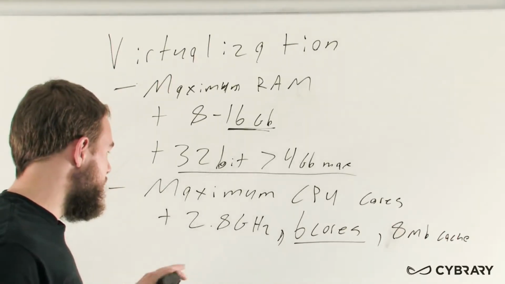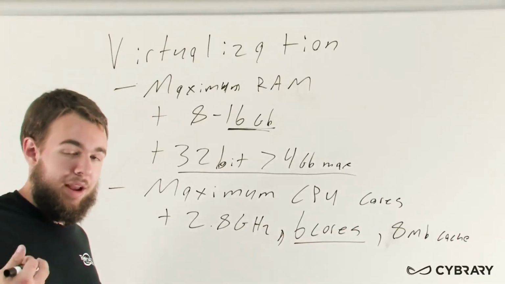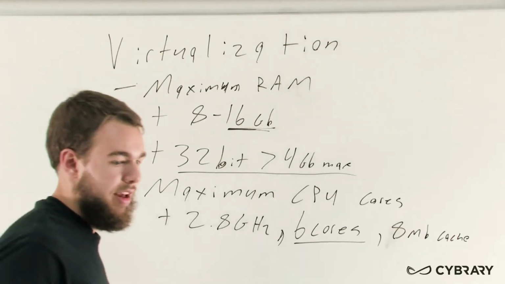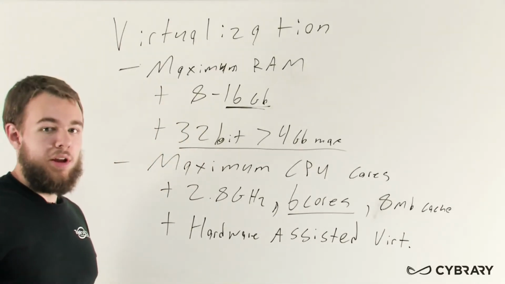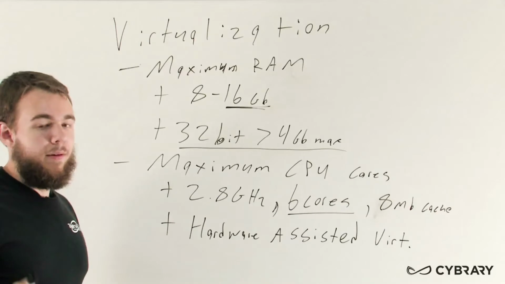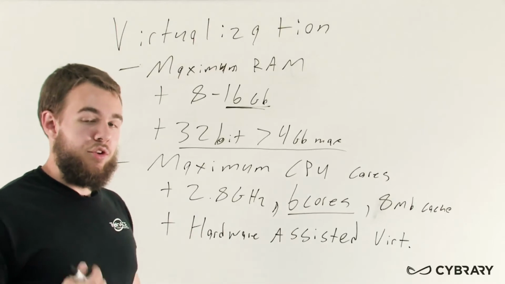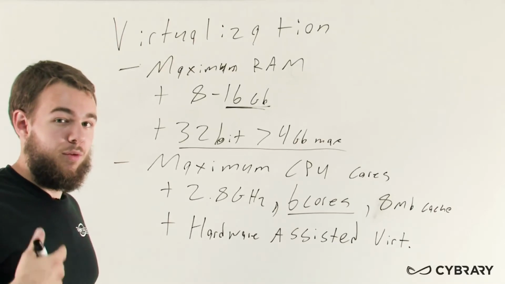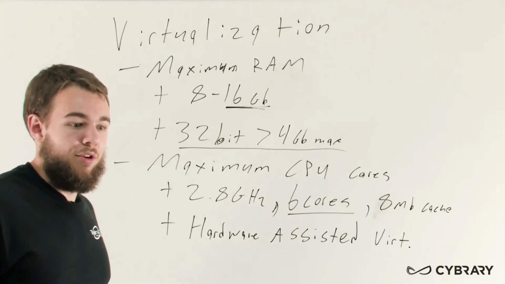Now, in addition to the faster speed, our 6 cores, and our 8 meg cache, we also want to make sure that we're utilizing a processor which has hardware-assisted virtualization. This hardware-assisted virtualization actually allows our CPUs and our computer to better utilize our resources across those virtual machines. It optimizes our computer for running as a virtual host. So when we can help it and when we can get the resources for it, in addition to having maximum CPU cores, we want to run with that hardware-assisted virtualization.